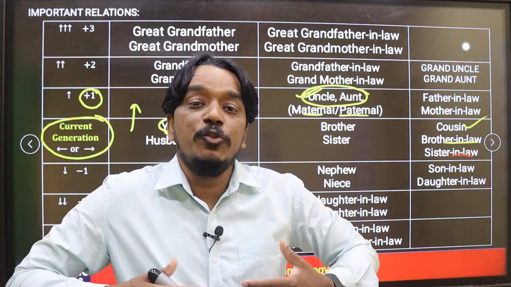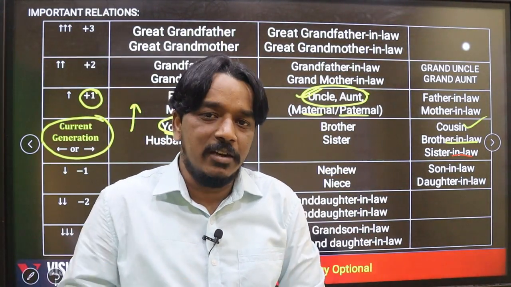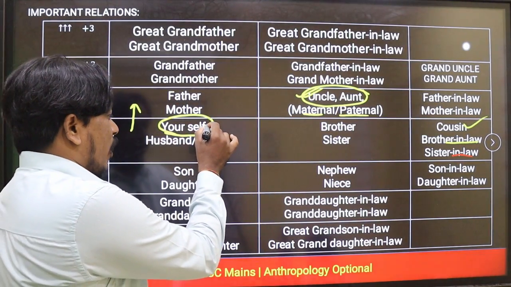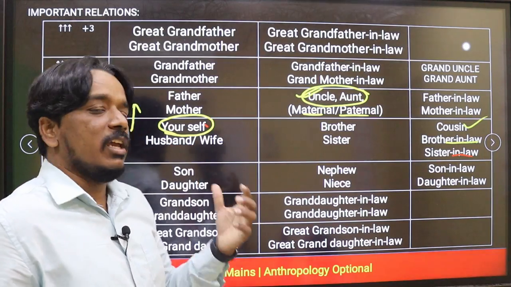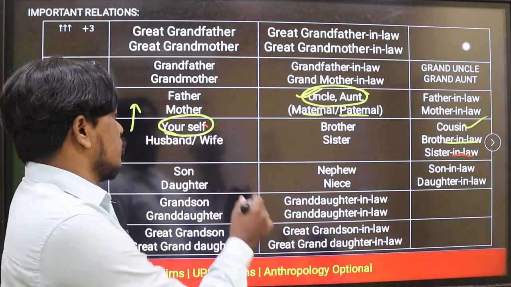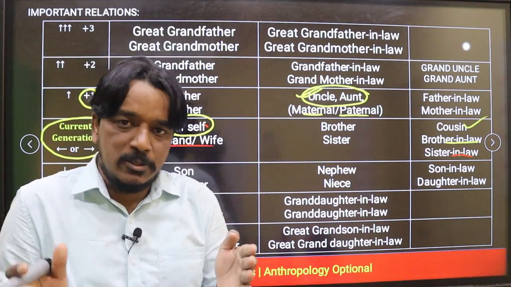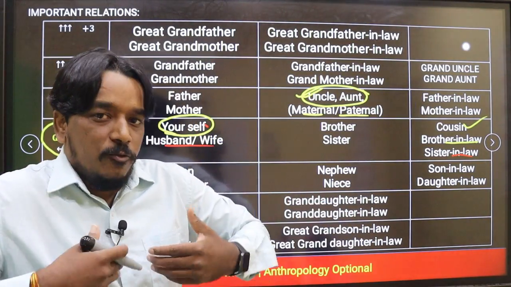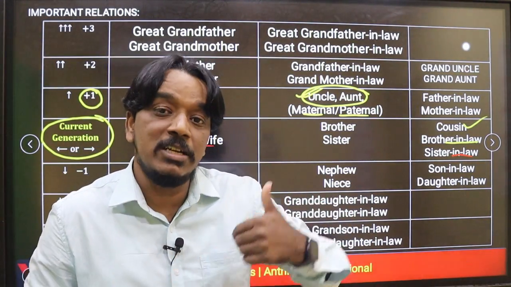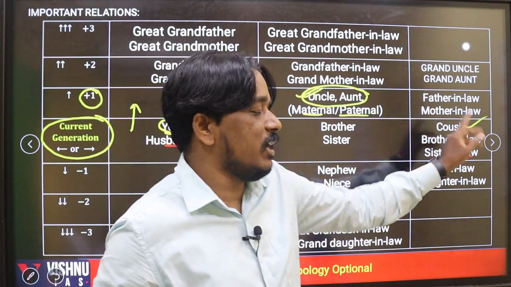For example, if you are married, your wife or your husband, based on your gender. If I am female, my husband. If I am male, my wife. Based on this, your wife and your husband are in the same generation, the current generation or zero generation. Your wife's or your husband's brother is a brother-in-law.